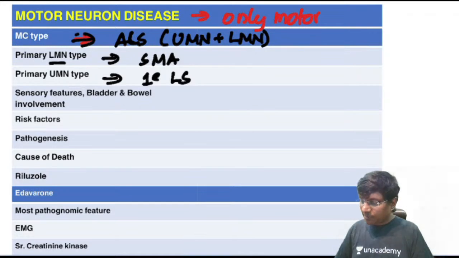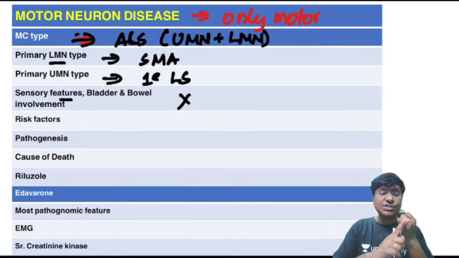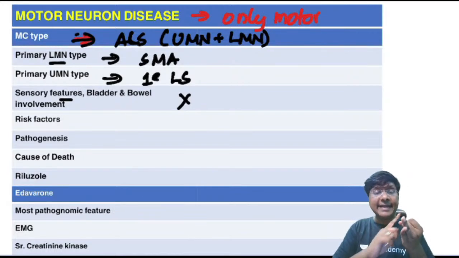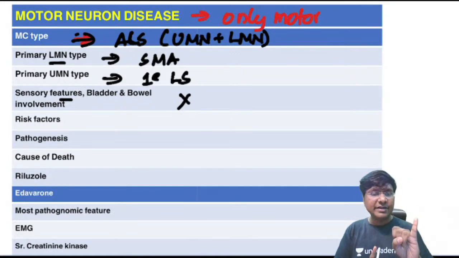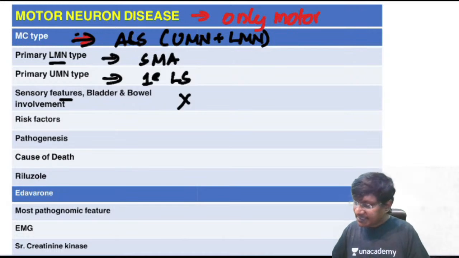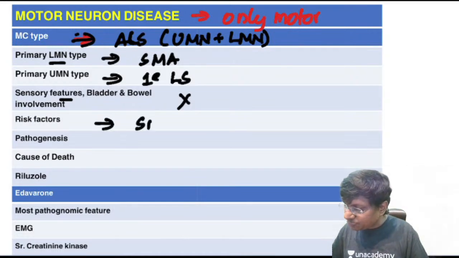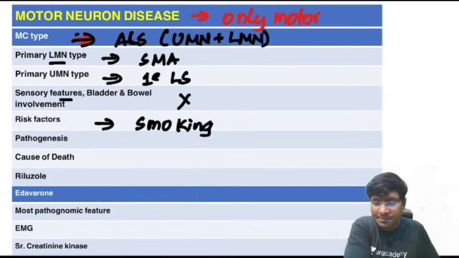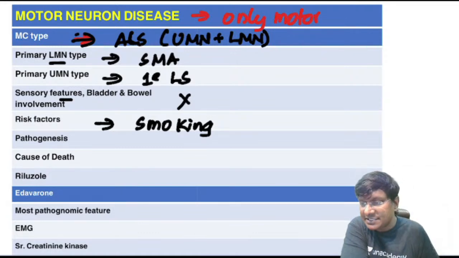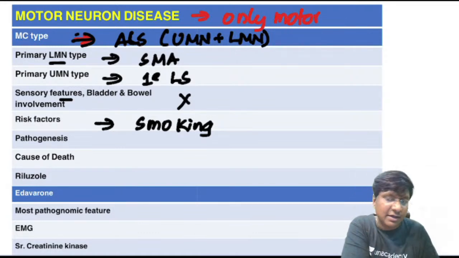Okay, then what about sensory manifestations? Never. Sensory manifestations will never be there in motor neuron disease. Bladder and bowel involvement will never be there in patients with motor neuron disease. Please remember this. No bladder and bowel involvement, no sensory involvement. Now, what is the risk factor for the development of motor neuron disease? The risk factor will be smoking. Yes, the important personality who developed this motor neuron disease is Stephen Hawking.